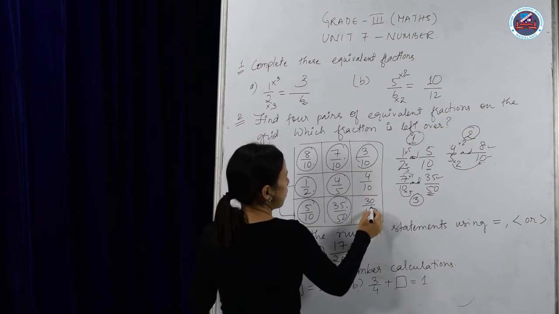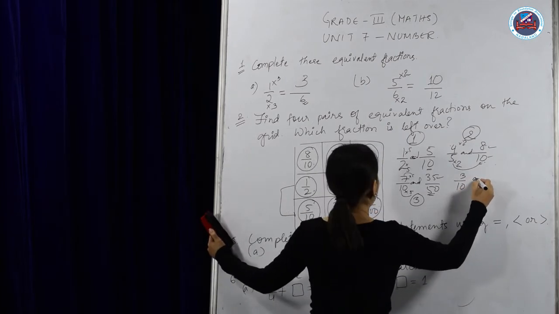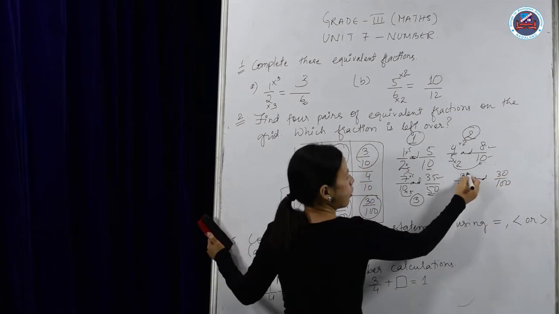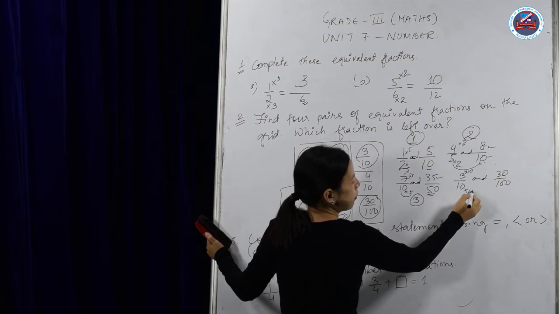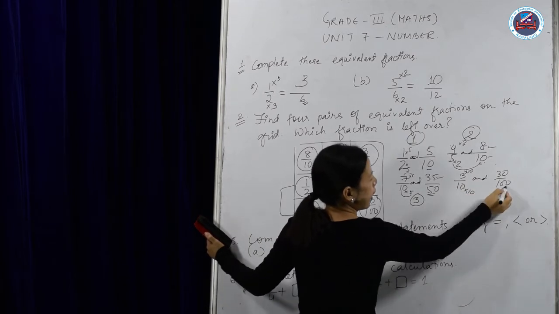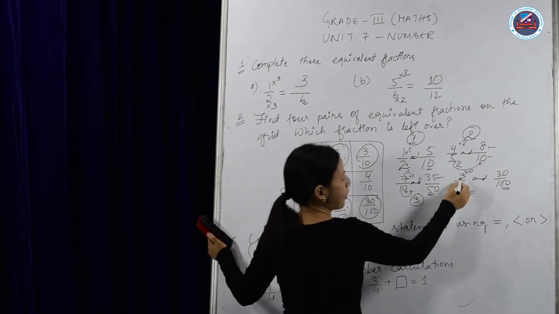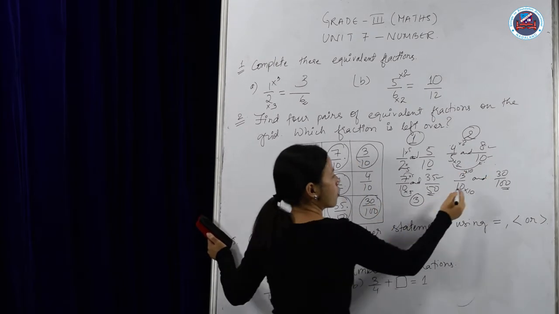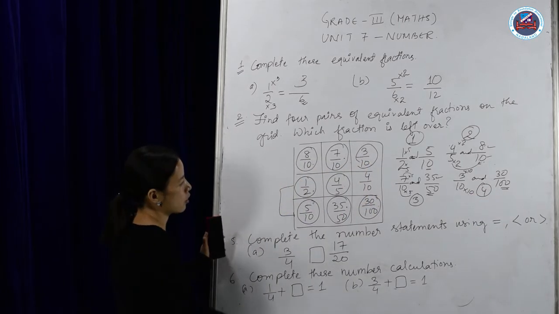I'll take this one, 3 by 10 and 30 by 100. Now let's check. We know that 3 times 10 is 30. So if I multiply the bottom number also by 10, do we get 100? That is 10 times 10 is 100. That means the answer is the same. That is 3 times 10 is 30, 10 times 10 is 100. So it's the same. So this will be your fourth series of equivalent fractions.